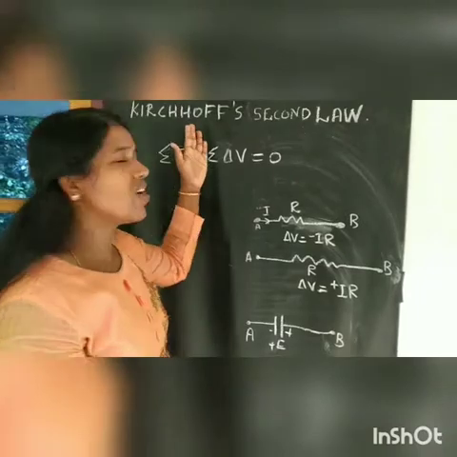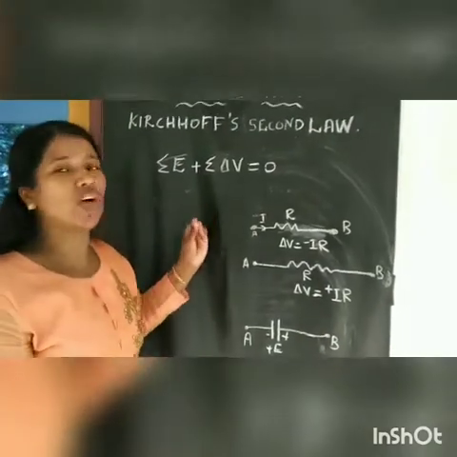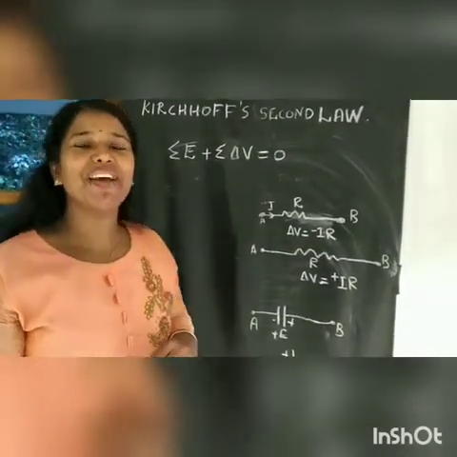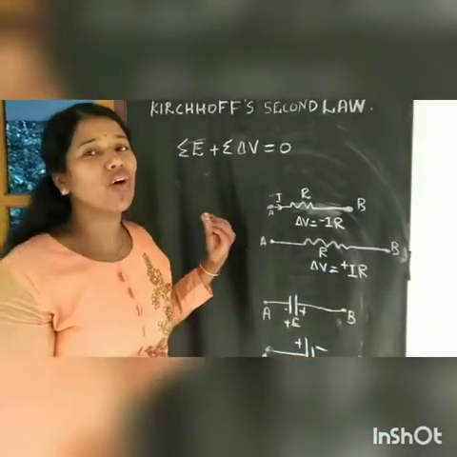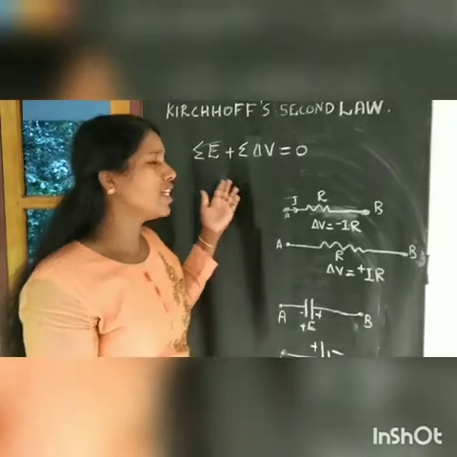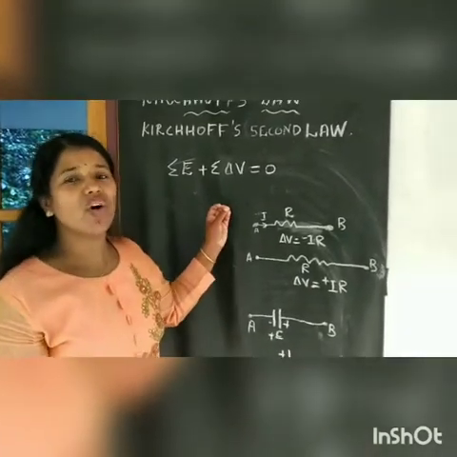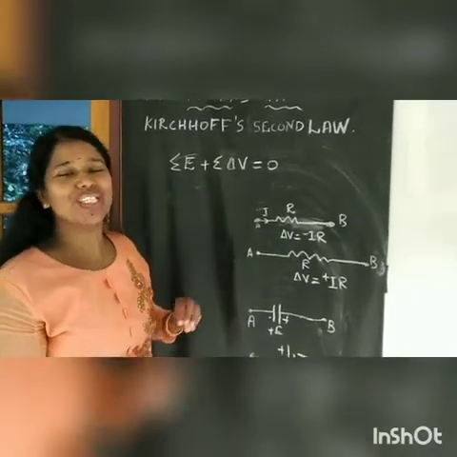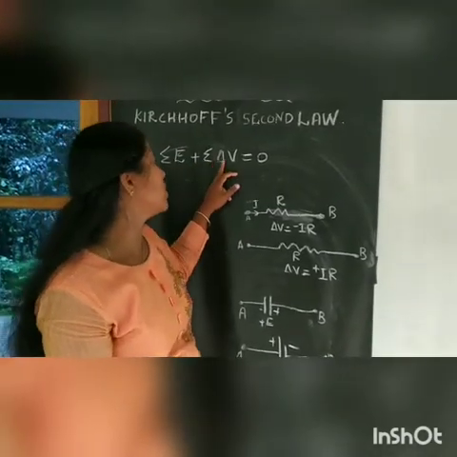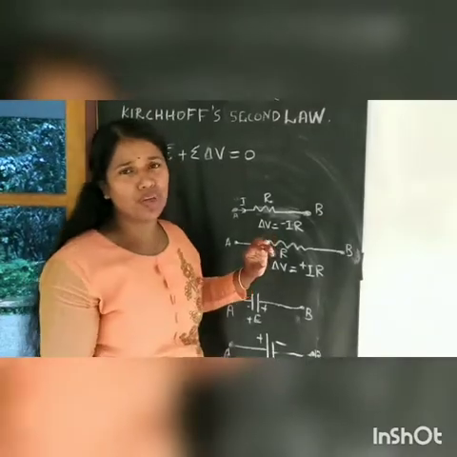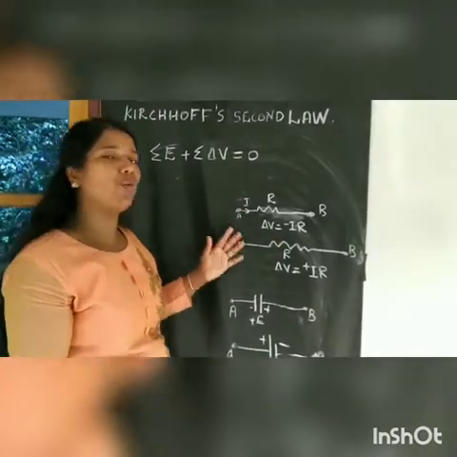Then the second law states that the algebraic sum of the voltages, that is the potential differences across all the elements, and the EMF of all the cells in a closed circuit is equal to 0. Then we can write the equation: summation E plus summation delta V is equal to 0. This is very important for numericals.